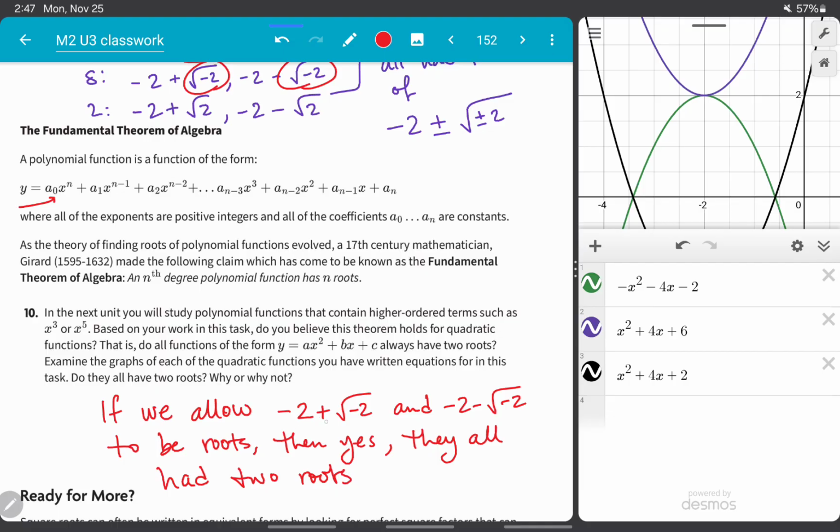So if we allow negative 2 plus square root of negative 2 and negative 2 minus square root of negative 2 to be roots, then yes, they all had two roots.